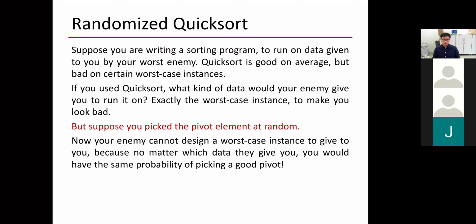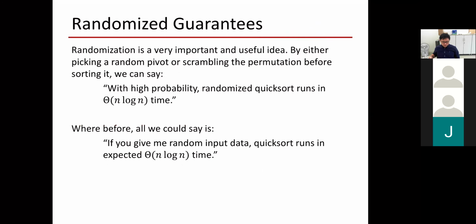What they're going to do is give you the worst case. If they know your pivot selection process, they will give you the reverse order of it. But by selecting a random pivot, whatever they figure out doesn't matter, because I'm using random too. So we can say that with high probability, randomized quicksort runs in n log n.